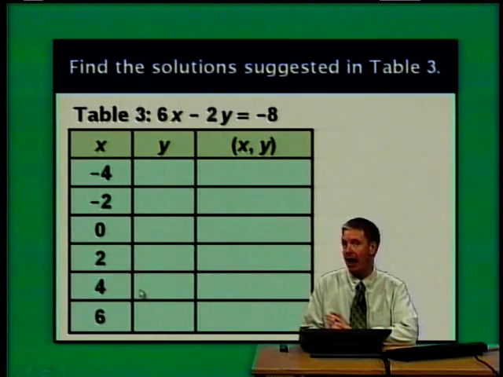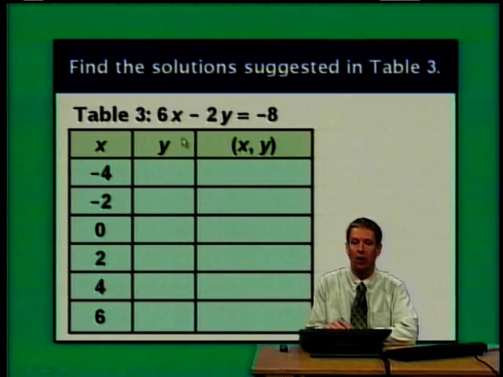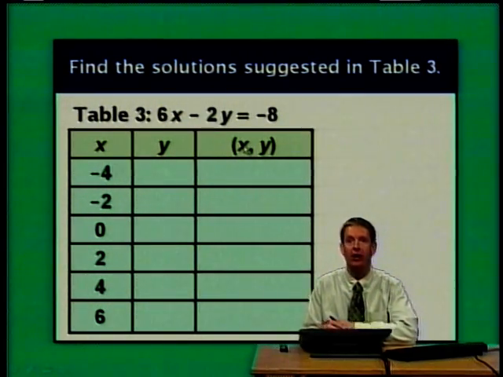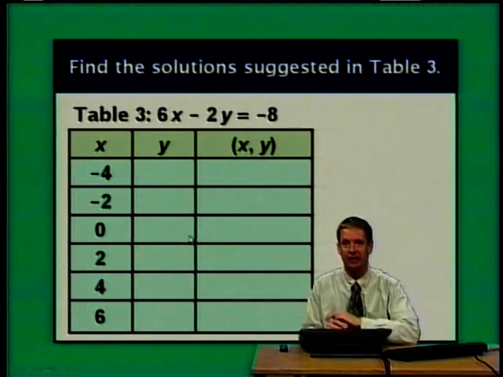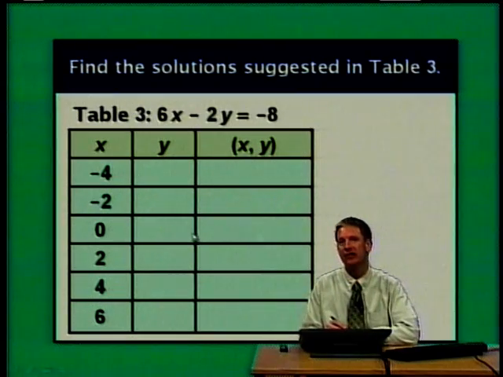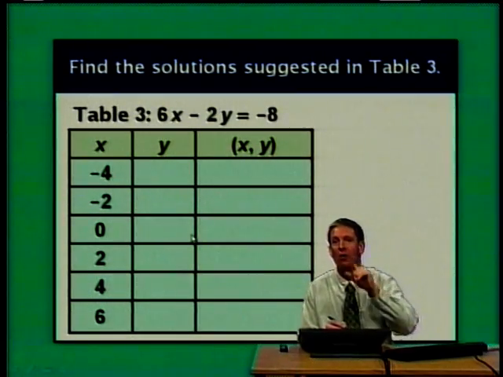Now let's think what happens if I just dive right in. If I replace x with negative 4, I'm going to have to solve the equation negative 24 minus 2y equals negative 8. If I replace x with negative 2, I'm going to have to solve the equation negative 12 minus 2y equals negative 8. Hopefully you can see where I'm going with this. I'm going to have to solve 6 equations. I have a different strategy. I only want to solve one equation.